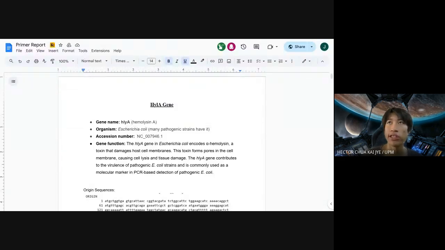And these are some of the genes that we agreed to do, and of course their origin sequence. So we will start off with the HLYA gene.